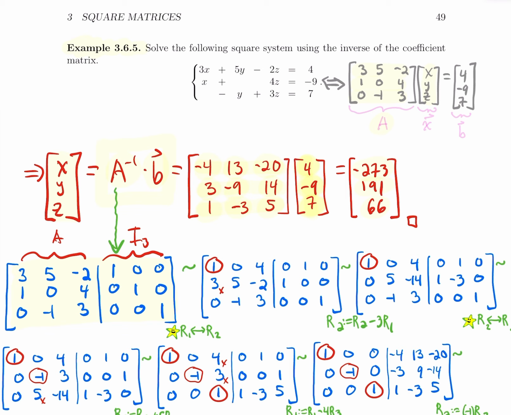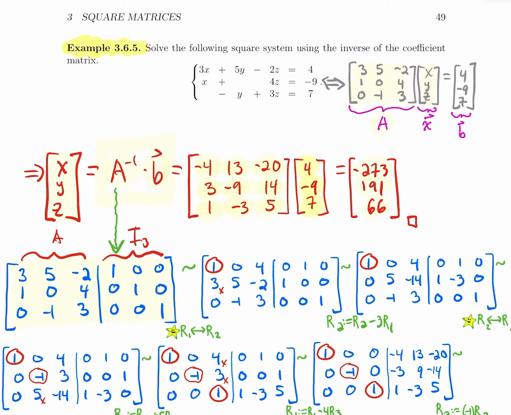So I have now, for my second example here, a 3 by 3 system. So the first thing I do is I write that system in matrix form. So the coefficient matrix of that system, a nice square matrix, 3, 5, minus 2, 1, 0, 4, 0, minus 1, 3. That's my A. That's my vector full of variables, that's my X matrix. And then that's my B, my augmented part, 4, minus 1, 7.